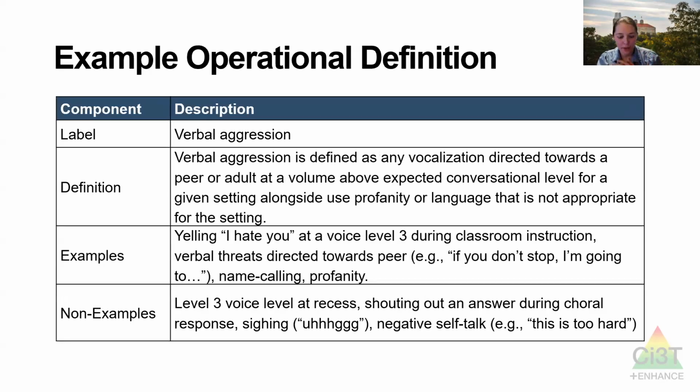Another example might be if we're talking about verbal aggression. That could be any vocalization directed towards a peer or an adult at a volume above expected conversational level for a given setting, use of profanity or language that's not appropriate. So examples, yelling "I hate you" at a voice level 3 during classroom instruction. So that's different than yelling loudly. We know at our school what a level 3 means, so that's kind of the quantifier that goes there.